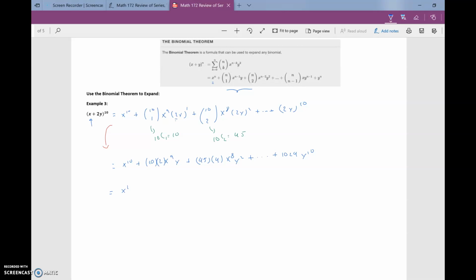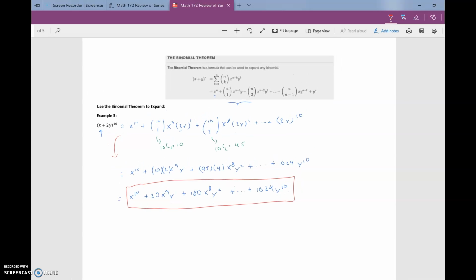So we would end up with x to the 10th plus 20 x to the 9th y plus 45 times 4. I'm getting 180 x to the 8th y squared plus 1024 y to the 10th. Same idea as we did before on a regular series. As we apply the expansion, you're just looking at the first three non-zero terms and the last one. So that would be it for this problem on the expansion of the binomial.